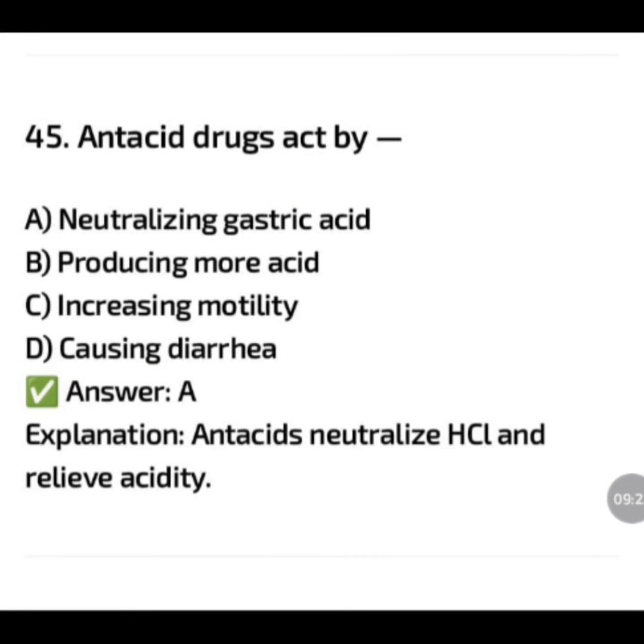Antacid drugs act by neutralizing gastric acid, producing more acid, increasing motility, causing diarrhea. The correct answer is option A, neutralizing gastric acid. Antacids neutralize HCl and relieve acidity.